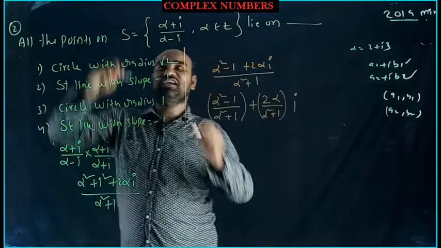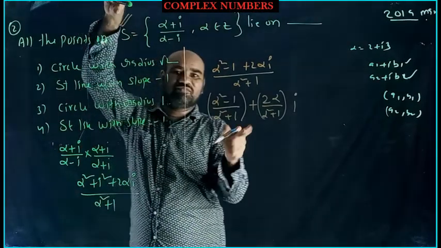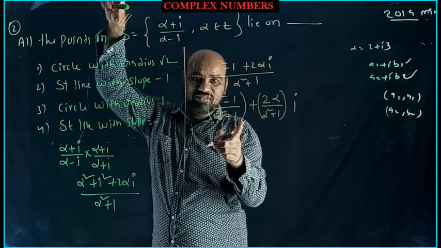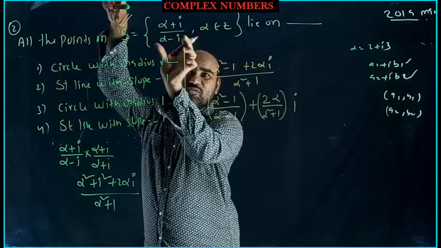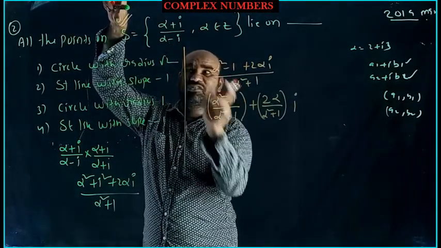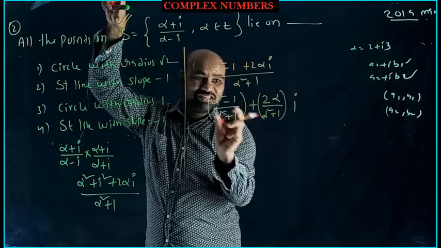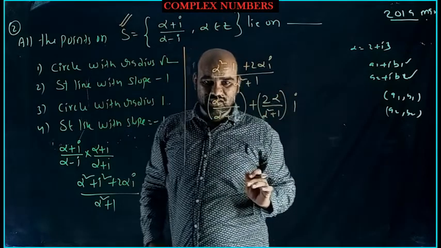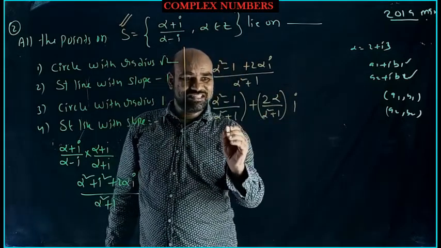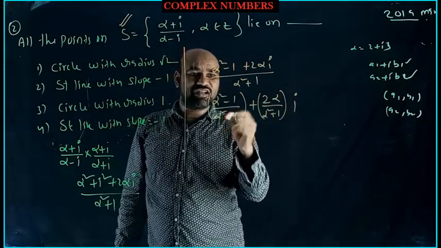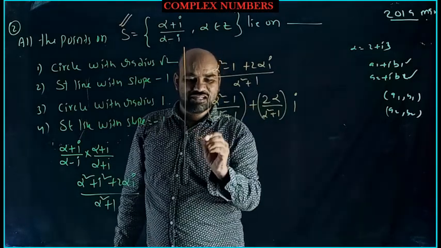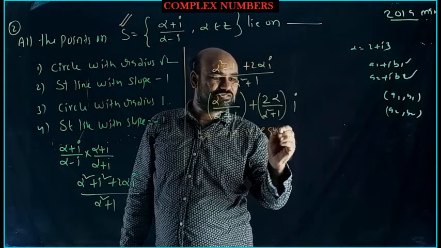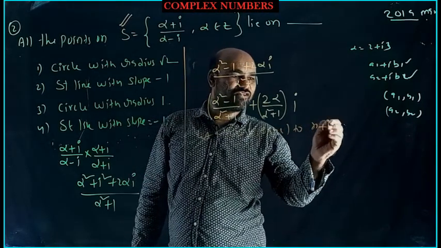This means every point in S should have this form. Every point in S is in this form, meaning these two are the same. That is, every point in S is in this form only: something plus iota something, so of the form a plus iota b. Do one thing: assume that this is in the form of x plus iota y. Let this be equal to x plus iota y.